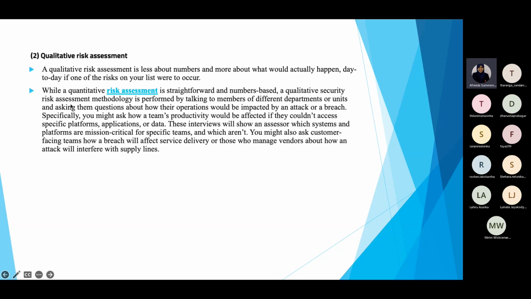And the other one is, while a quantitative risk assessment is straightforward and number based, a qualitative security risk assessment methodology is performed by talking to members of different departments or units and asking them questions about how their operations would be impacted by an attack or a breach. Okay, so let's understand this. What does that mean, students? The first 3 lines, read it and just tell it to me in your words. I will definitely explain it to you. What does that mean?